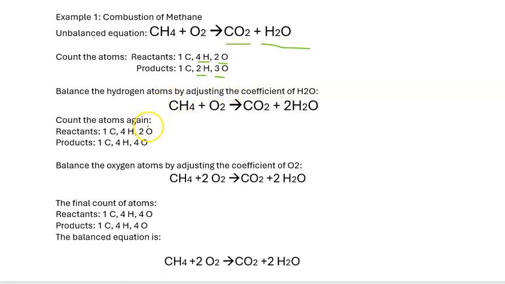Then what do we do in this case? We add a 2 in front of the water molecule, and now you have 1 carbon, 4 hydrogen. Oh, but the oxygen is not balanced. Then what do we do in this case? We put a 2 in front of the oxygen, and now look: 1 carbon, 4 hydrogen, 4 oxygen, and this is the balanced equation. You cannot cancel these coefficients to make simpler ones. They are the simplest possible ones.